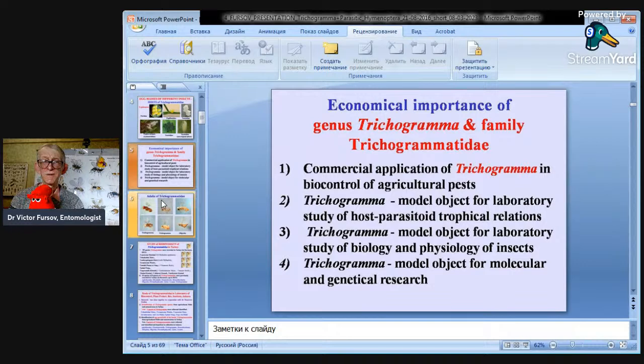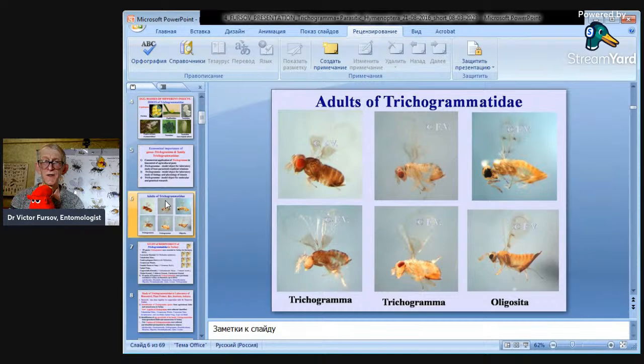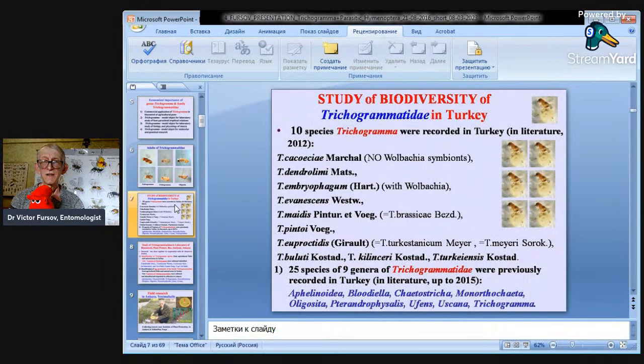Here I show just a few examples of adults of the family Trichogrammatidae. Here we can say that 10 species of Trichogramma were studied and recorded in the Turkish Republic according to the literature.